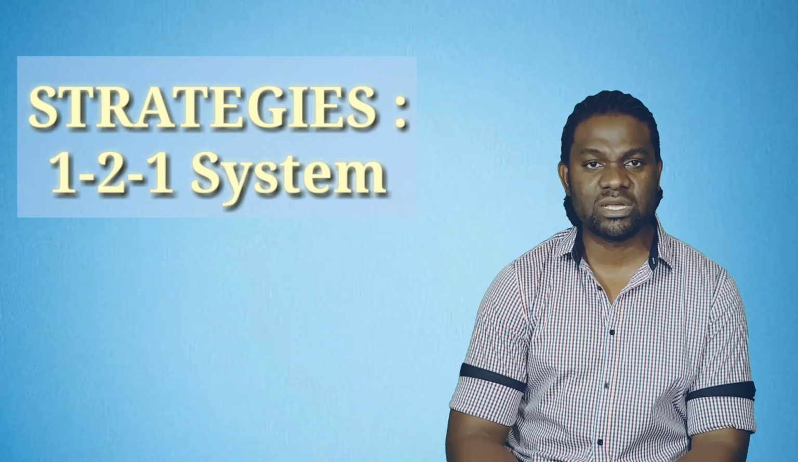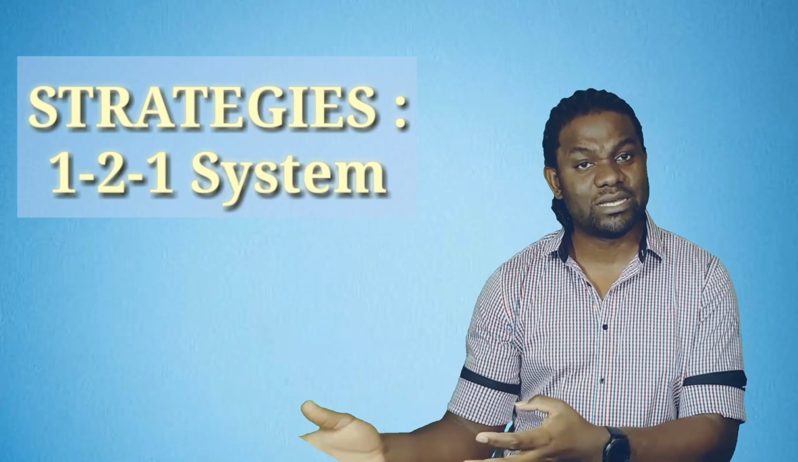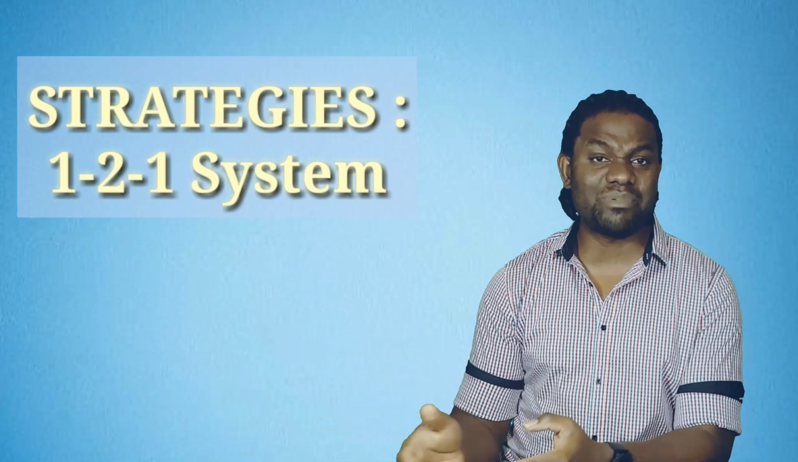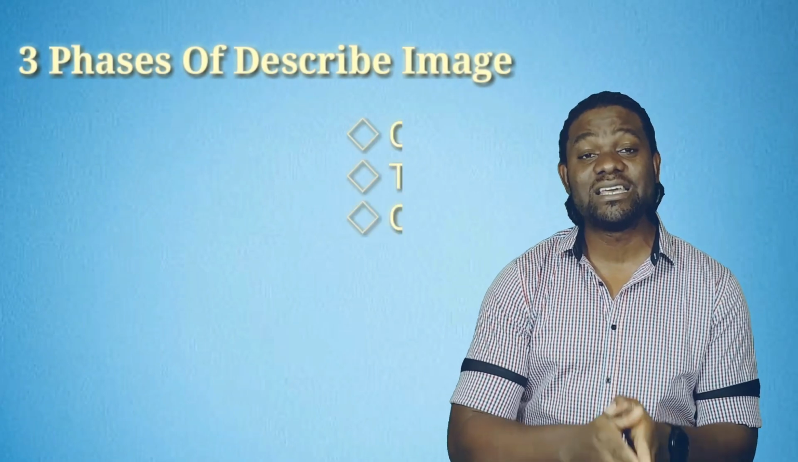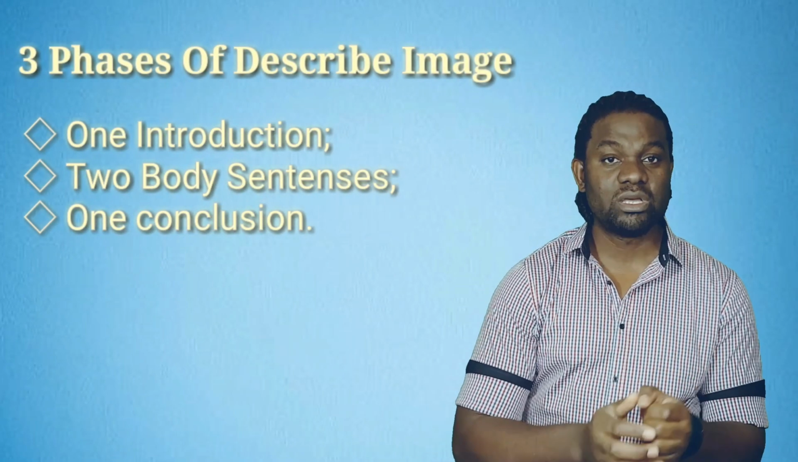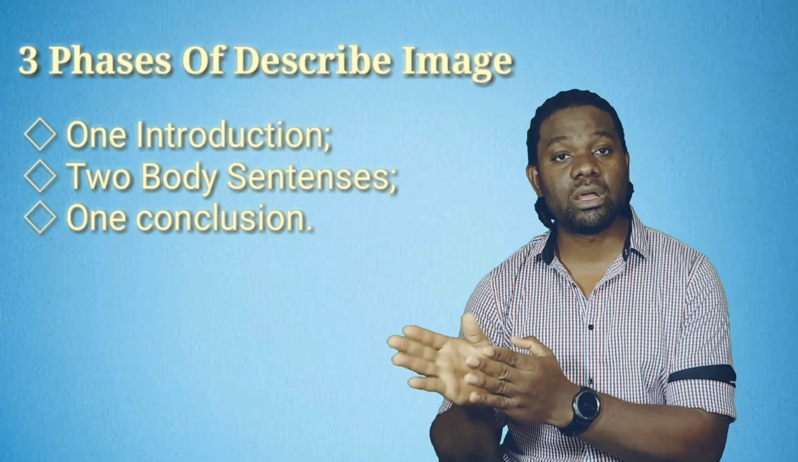That's it for the tips. We move over to the strategies. So for my strategy, I built a template for answering the describe image questions. My template is in a format of 1-to-1 system. Now for the describe image, there are 3 sections and 3 phases for the description. And this is why I divided it into 3 phases. That's 1, introduction, 2, body sentences, and 1, conclusion.